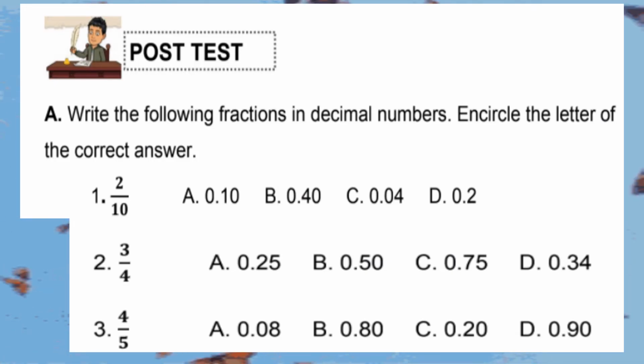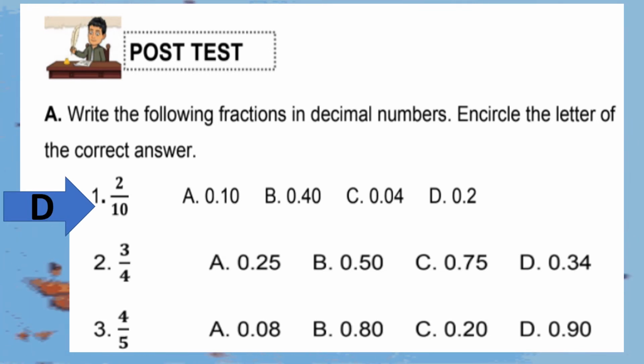Okay, class, let's have your pauses. So write the following fraction in decimal numbers. Instead of encircling the letter of the correct answer, just jot it down in our chat box. Okay? So number 1, we have 2 tenths. So what do you think is the decimal number? Is it A, 10 hundredths, B, 40 hundredths, C, 4 hundredths, D, 2 tenths? Correct. It's letter D, 2 tenths.